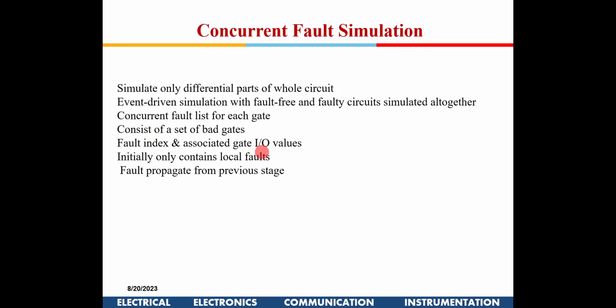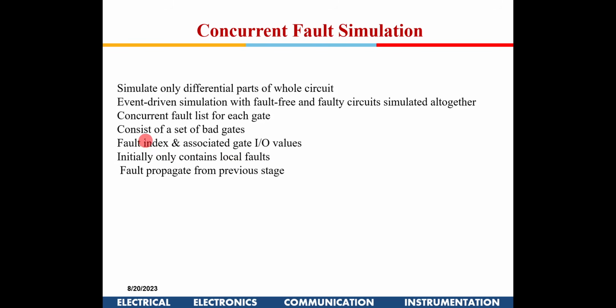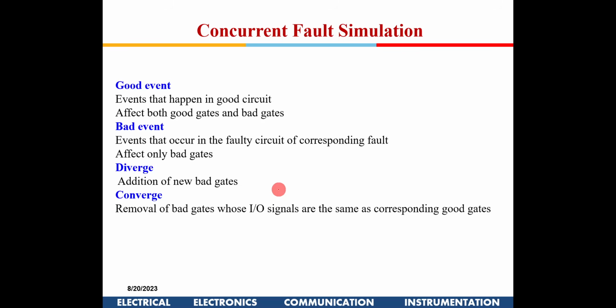That means all the faults associated with this gate, one by one, will be taken and resolved. It consists of a set of bad gates and a fault index, and initially only contains the local fault. From the previous stage, whatever faults have not got resolved will be propagated to the next stage. So these are some of the properties associated with concurrent fault simulation. These are some other definitions you will find in the textbook.